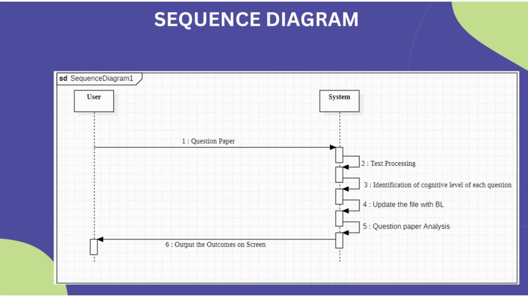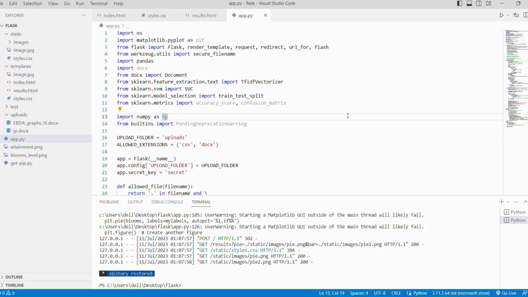The sequence diagram captures interactions between different components or objects in chronological order. It showcases the sequences of messages exchanged between these entities, providing a clear understanding of the system's behavior and the order of operations. Without further ado, let's progress to the implementation of our project.